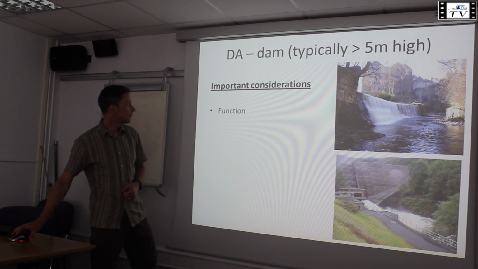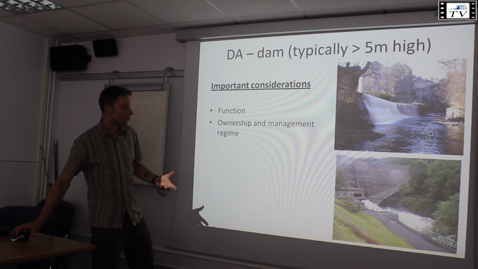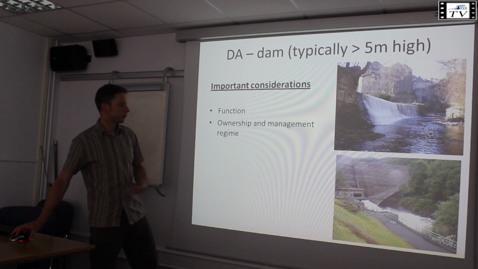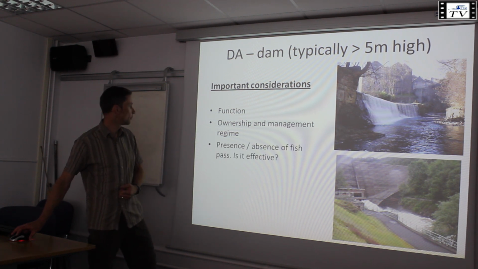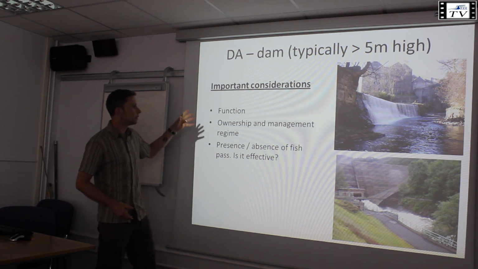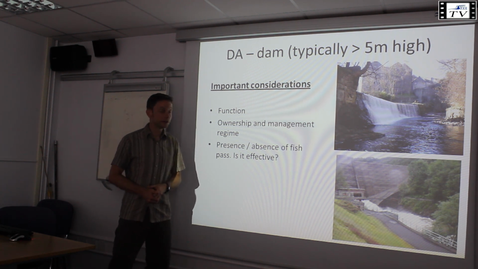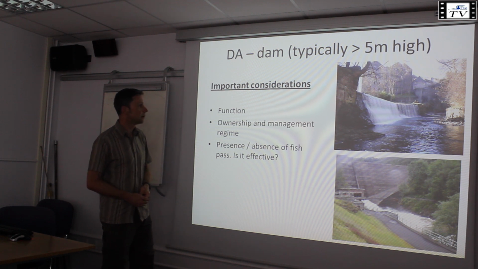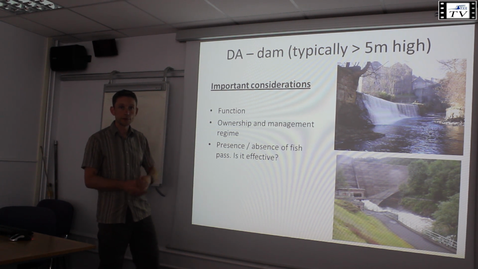Dams, typically those structures at 5 metres high, are difficult to really assess from fish passage. Normally they have a fish pass associated with them, and we're not really doing this to assess a fish pass itself. But really, if you come across a dam when you're doing these SFCC surveys, you should be thinking about noting down things to do with the function of the dam.